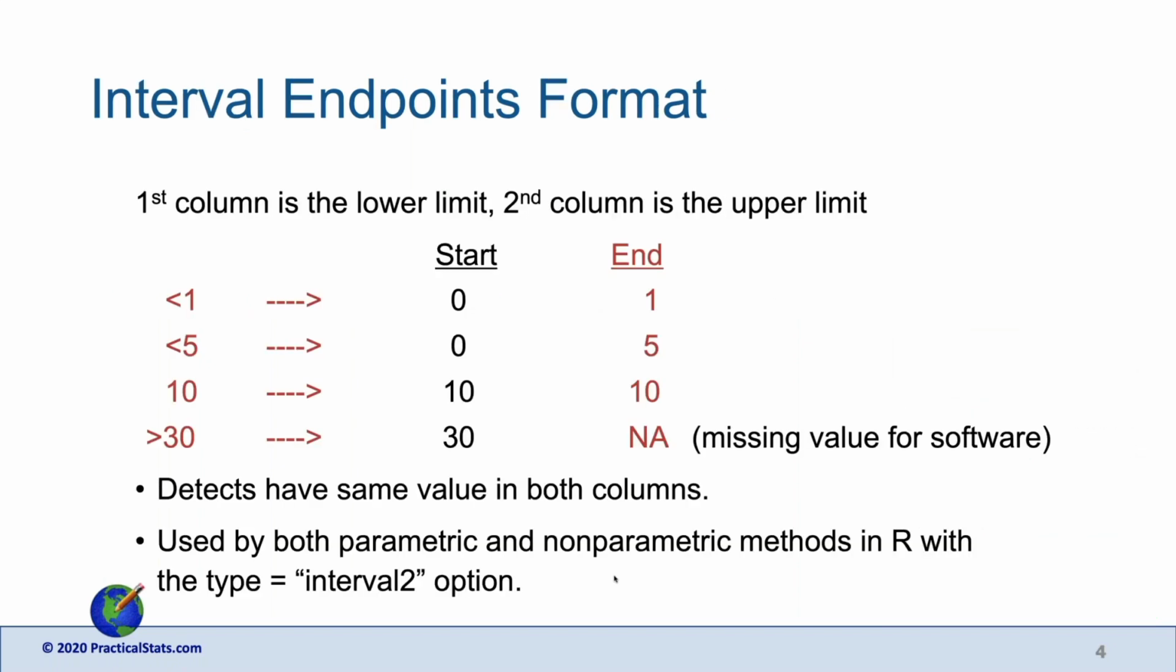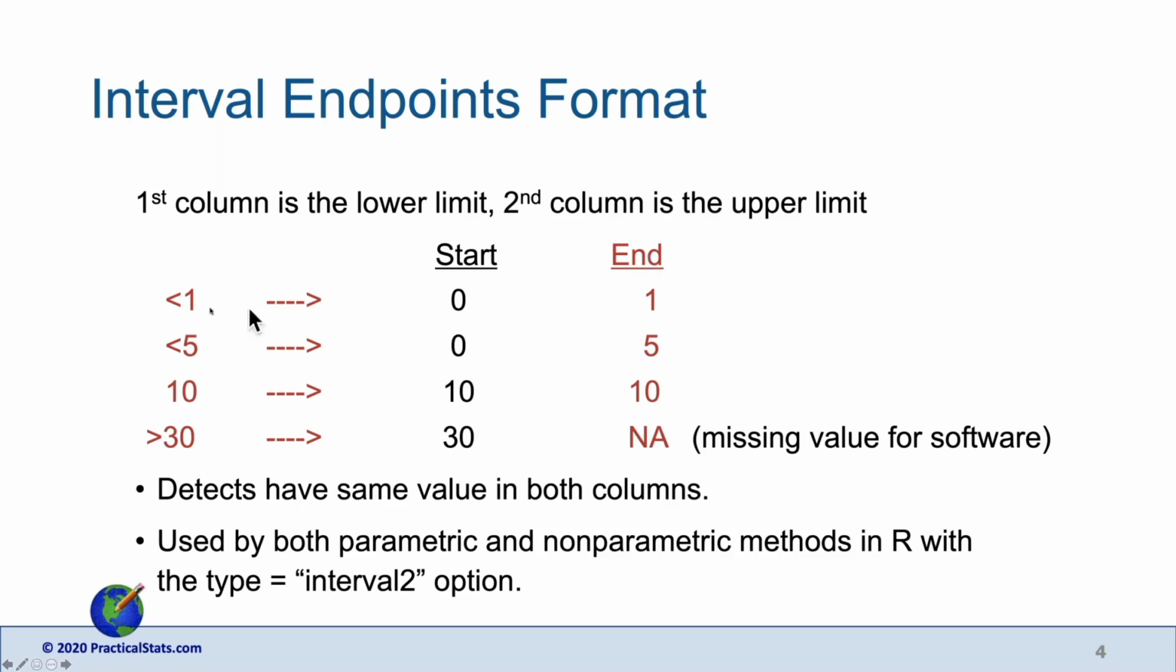All right, so to put data into these procedures, you'll have to store them in a particular format, and this is called the interval endpoints format. It's the second format in that textbook that I just mentioned for censored data. The interval endpoints format is where you have two columns to represent a censored variable. The first column is the lower limit, the low end of what the data values might be. And the second column is the upper end of what those data values might be.